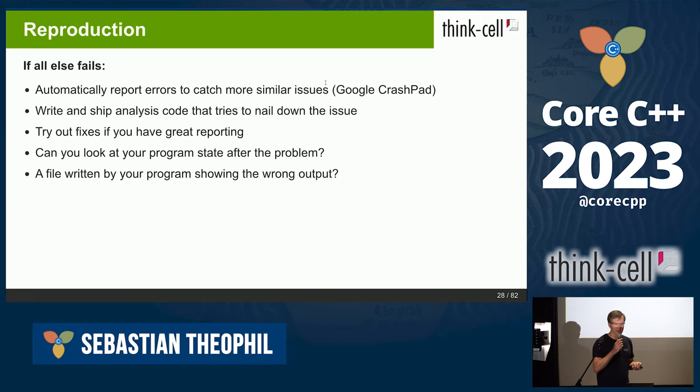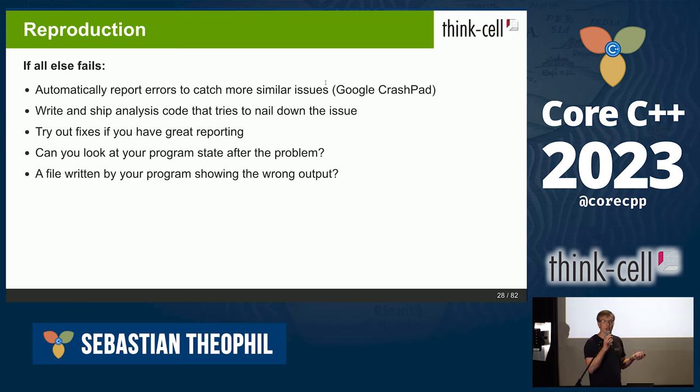And if everything else fails, then you hopefully have good error reporting, like I initially sketched, that will lead you to more cases where that bug is happening that are maybe easier to analyze in friendlier environments. You can write and ship more analysis code when you have such error reporting and have your error reporting tell you, hey, I've found a possible cause for that issue. If you have really, really great error reporting, you can even try out fixes live and have your error reporting report back if that fixed the issue. But we only did that once ever, I think.